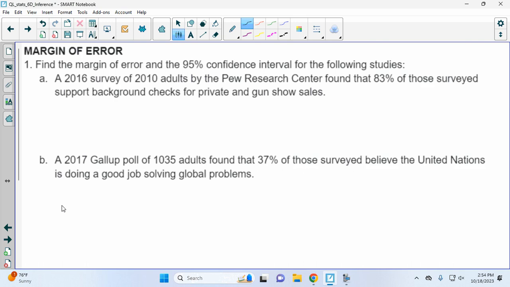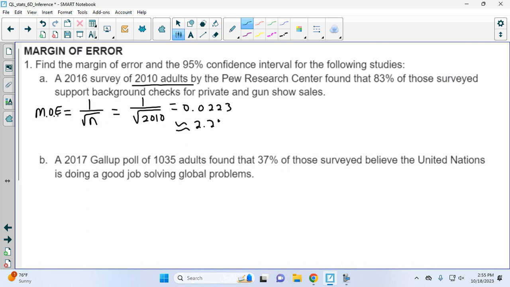Find the margin of error and the 95% confidence interval for the following studies. Margin of error, which I'm going to denote as MOE, was given in that formula on the previous vocabulary list: 1 over the square root of N, where N represents the sample size. In this case, the sample size is 2010, so our margin of error is 1 over the square root of 2010. When you put that into your calculator, you get 0.0223, or about 2.2% margin of error.